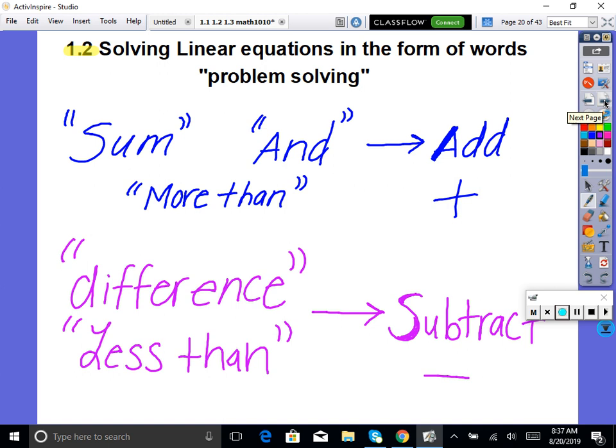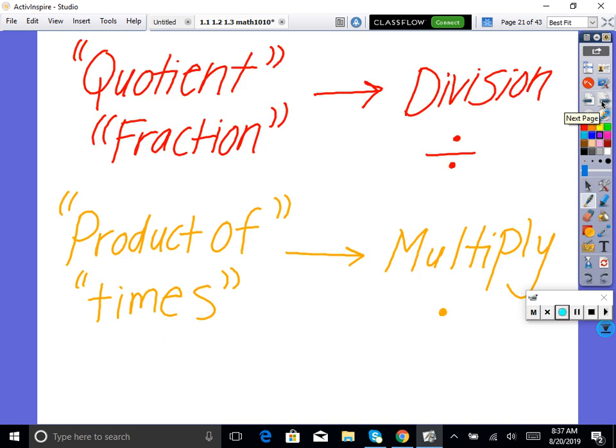We got to go a little bit quick. So then quotient or fraction means division. Product of or times means multiply.